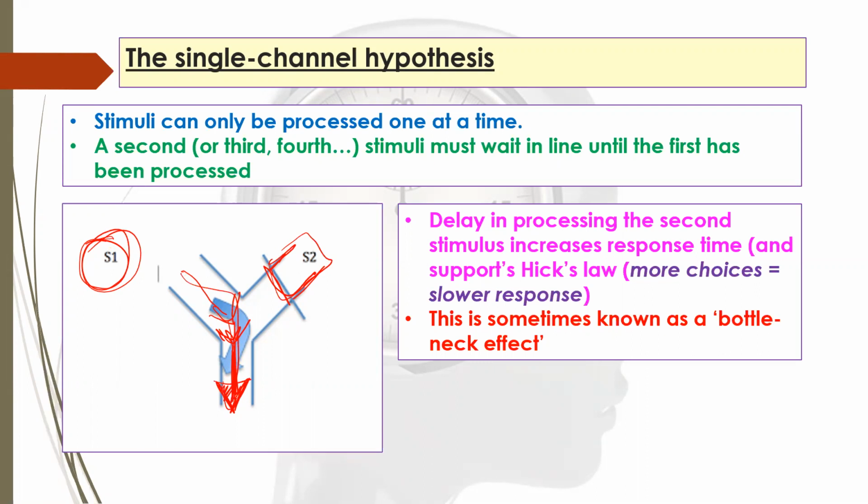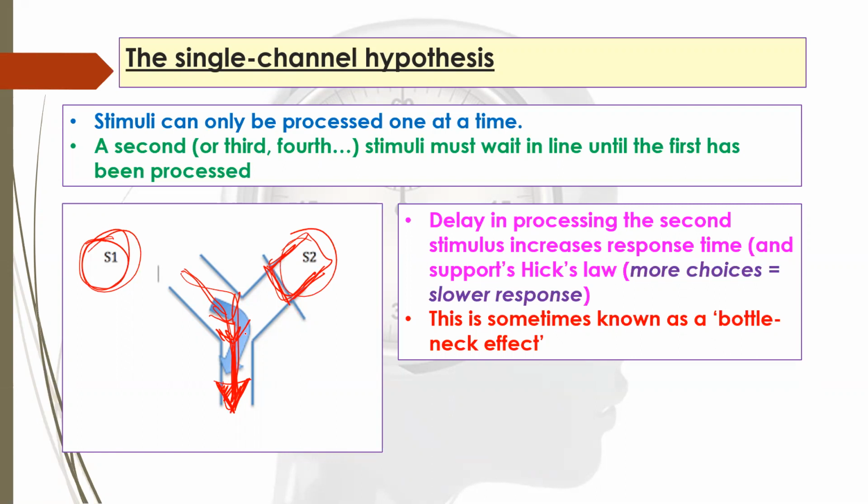If you've got more than one stimuli, then you've got to wait for that one to be processed, and then after that one's been processed, you've got to wait for the second one. So there's a delay in the process of the second one because you've got to wait for the first one to be processed. This essentially is known, and this is a phrase that you could use, it's used sometimes in the exam, it's known as a bottleneck effect.